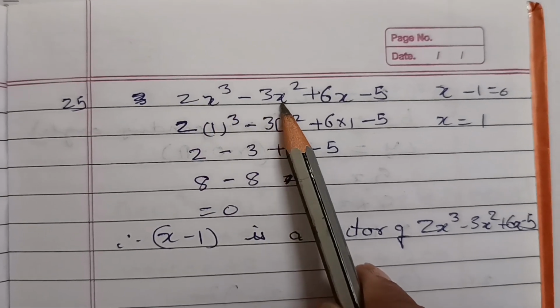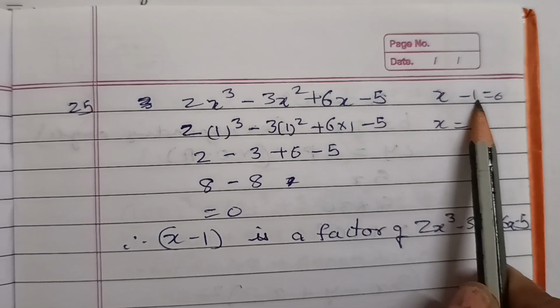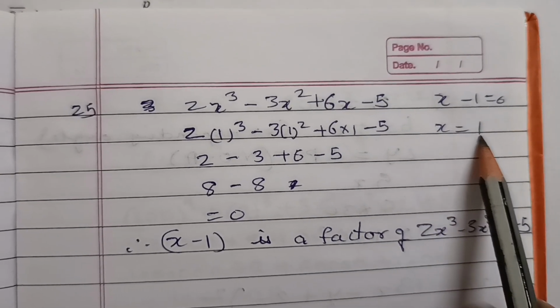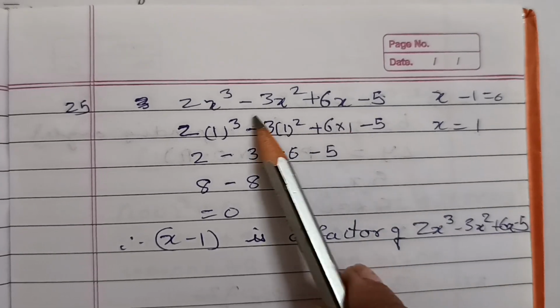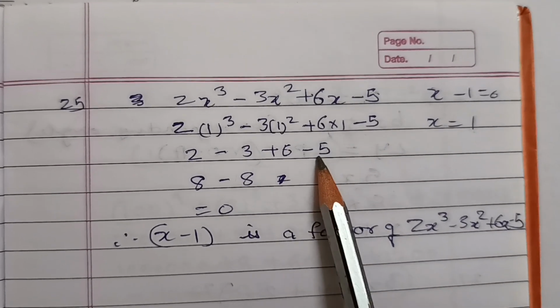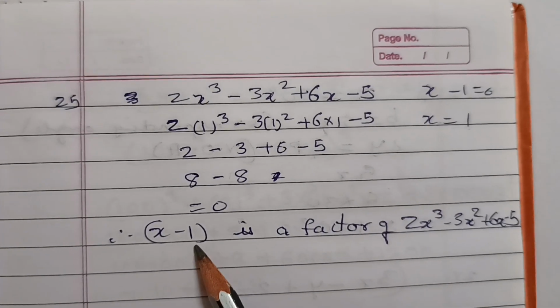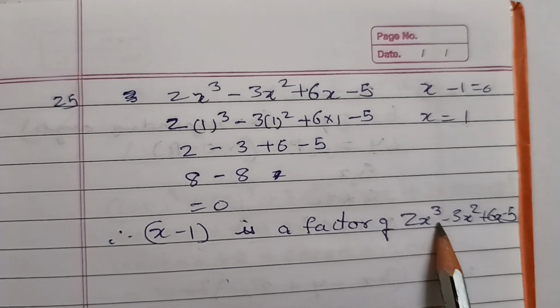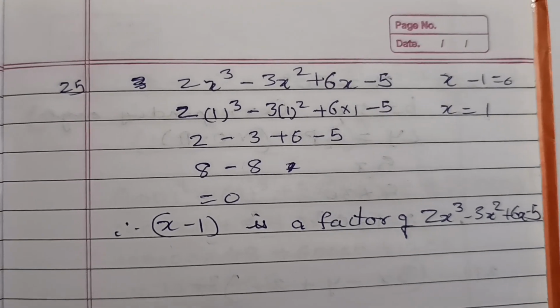So 2x cube minus 3x square plus 6x minus 5. And here x minus 1 is equal to 0, therefore x is equal to 1. Substituting this x is equal to 1 in the equation, and after solving here we are getting 0. Therefore x minus 1 is the factor of 2x cube minus 3x square plus 6x minus 5.